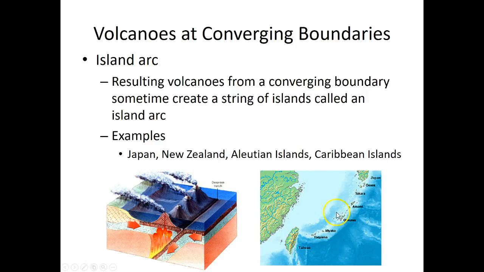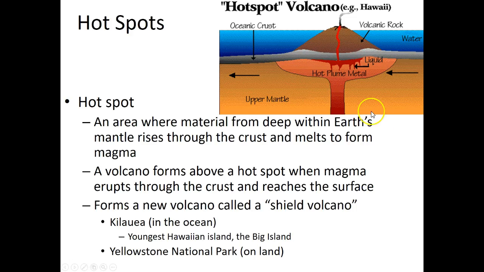So you've seen these before. These happen to be islands from Japan. They form New Zealand, and I've been to New Zealand. Very pretty country, very hot country in terms of all the sulfur springs and the volcanic activity they have. The Aleutian Islands and finally the Caribbean Islands are formed from converging boundaries, and we do call the Caribbean Islands an island arc.